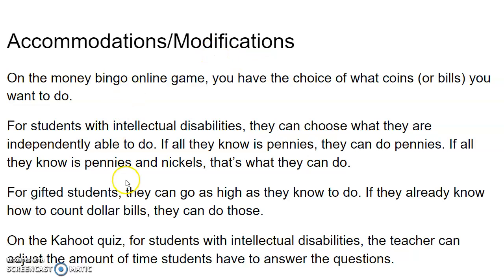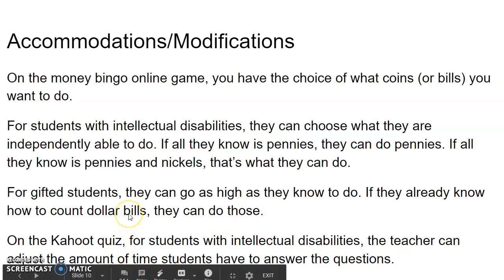For the gifted students, they can go as high as they know to do. Even if I haven't covered $1 bills in class, which I probably have not, if they know how to count cash, then they can go ahead, because it does cover all the coins and all the amounts of cash. Those are some modifications.